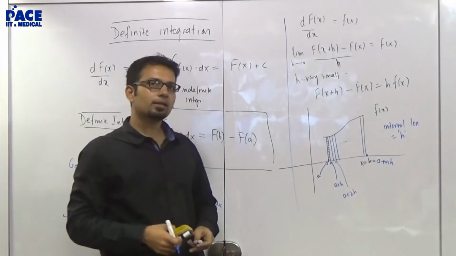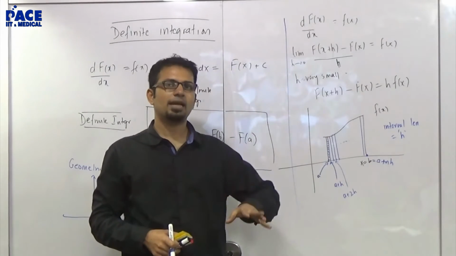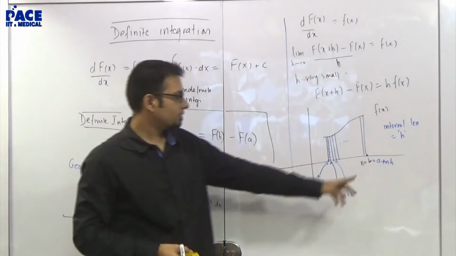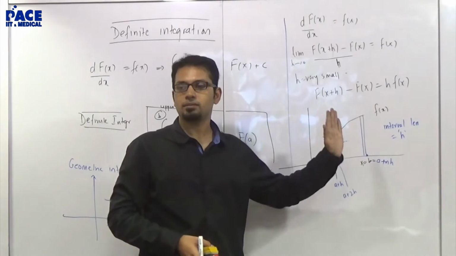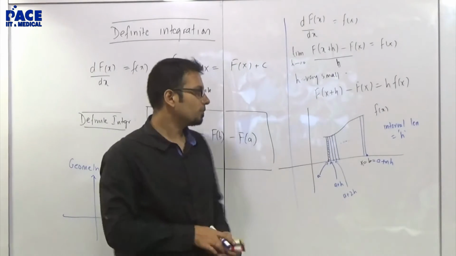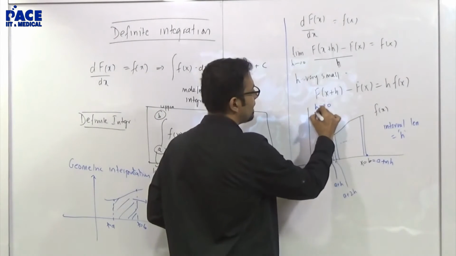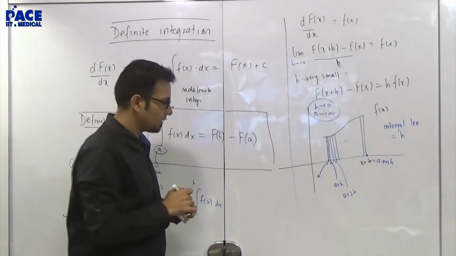Now, what do you think will be the typical value of n? Will it be very small? Will it be something finite, or will it be very large? n will be very large. n is indicating the number of partitions, number of divisions, so n has to be very, very large. So if h tends to 0, n will tend to infinity. Is that clear?